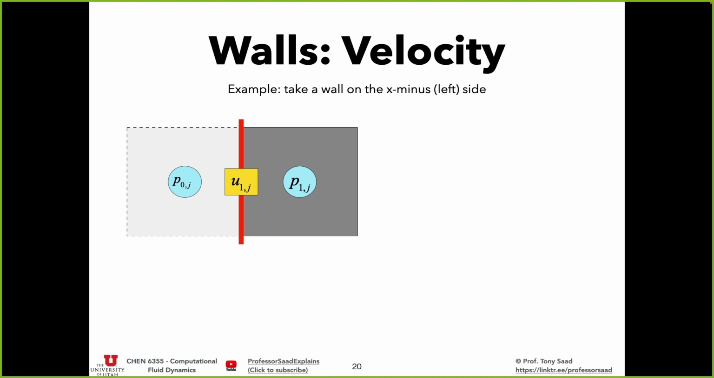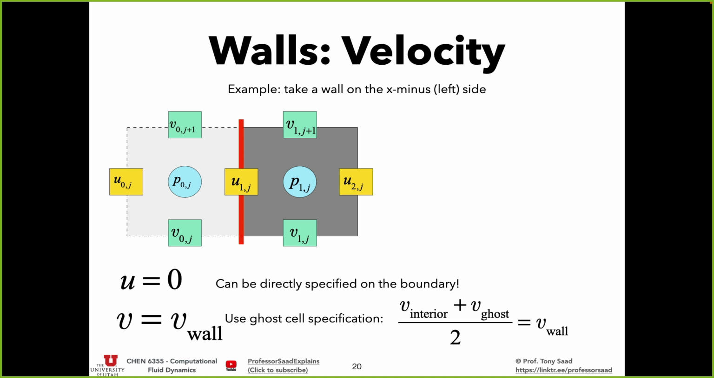So if V wall is 0, okay, I think that's your question. If V wall is 0, then V ghost would be equal to minus V1, minus V interior, right? But we wouldn't type it into Python like that. In Python, you would set the ghost cell values using the interior value.